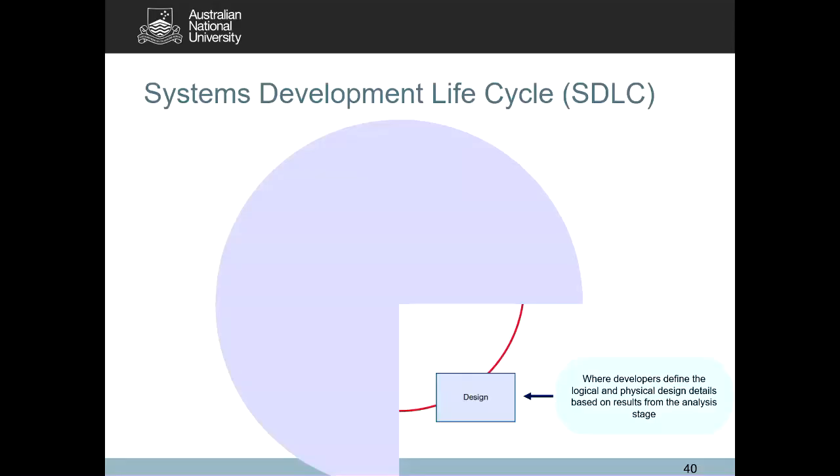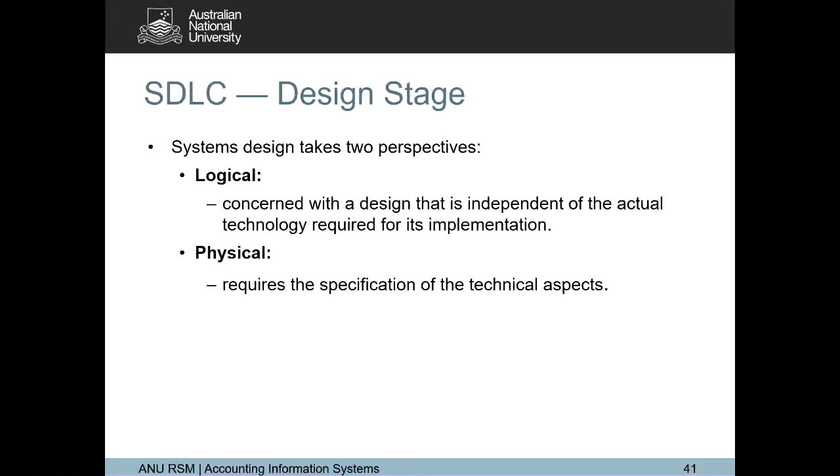The design stage is where developers define the logical and physical design details based on the results from the analysis stage. You understand now what users need. You also understand what the current system cannot deliver and what the new system can deliver, and whether it fits the purpose, and therefore you can start designing the logical aspect and the physical aspect of it.